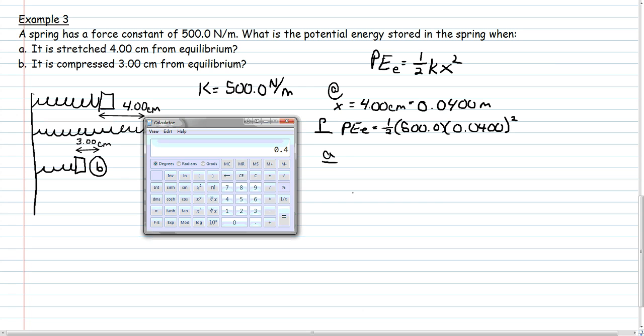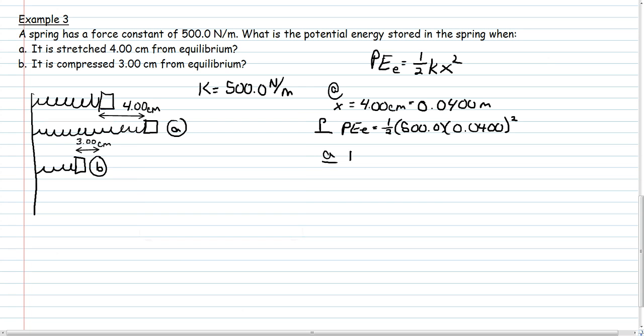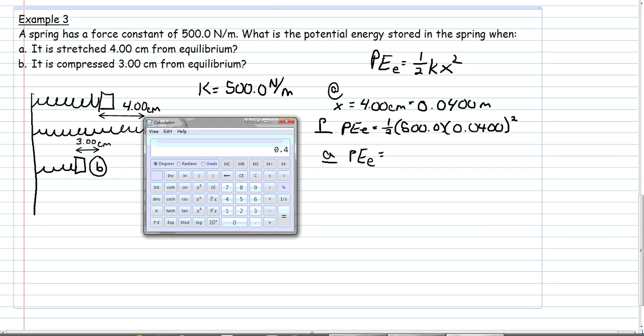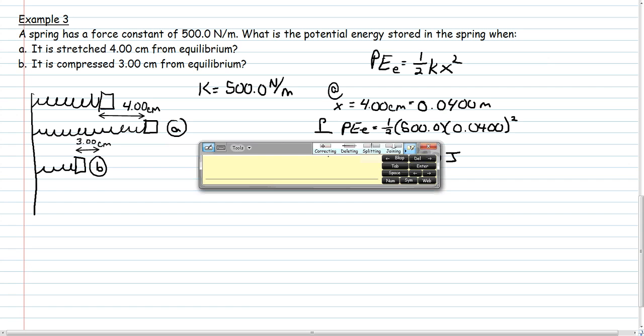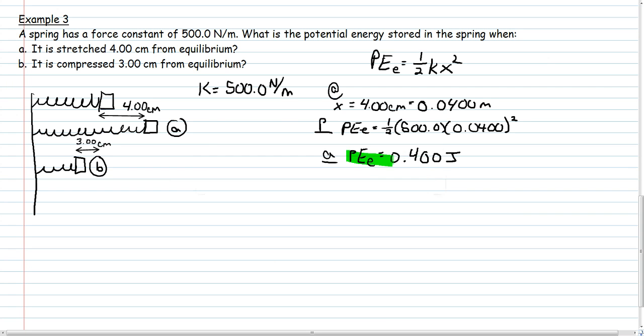And so my answer is that my elastic potential energy equals, and let me verify what that is, 0.4. In this case I have 4 significant digits and I have 3 significant digits, so I'm allowed to keep 3. So I need to at least have 3, so 0.400, and the units are joules. All right, and let's go ahead and highlight that. Okay, so there is my answer to scenario A.